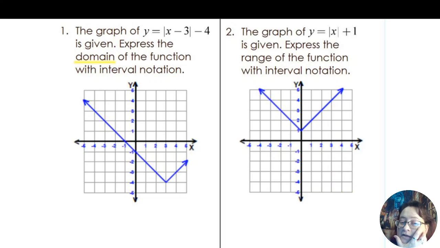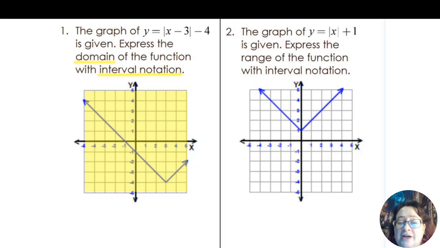Now, one thing I also do is I typically try to highlight or underline the important things here. Domain is important. That tells us what we're looking for. Interval notation is important. That tells us how we need to give our answer. So our domain, I look to the left and I look to the right. And both ways, it can keep on going forever.